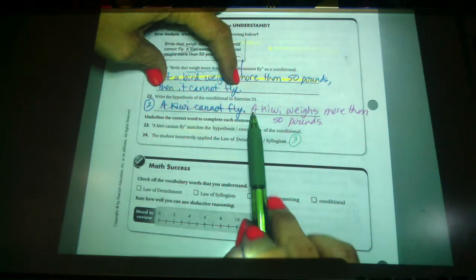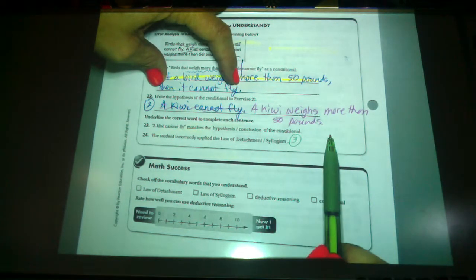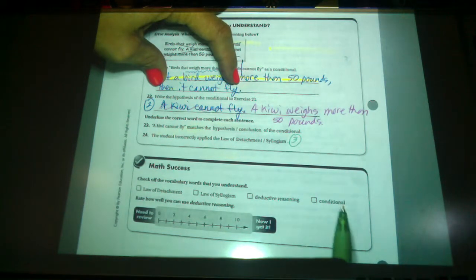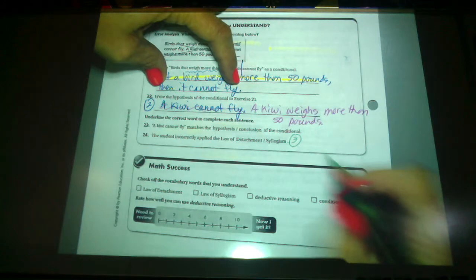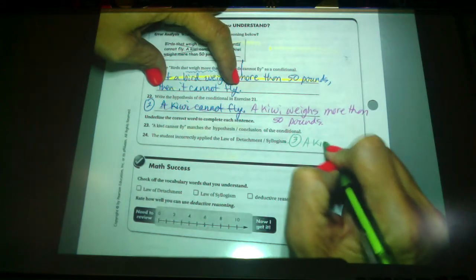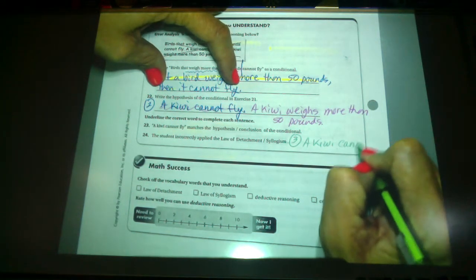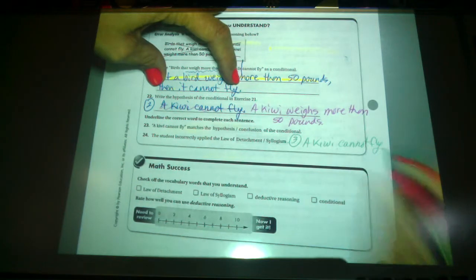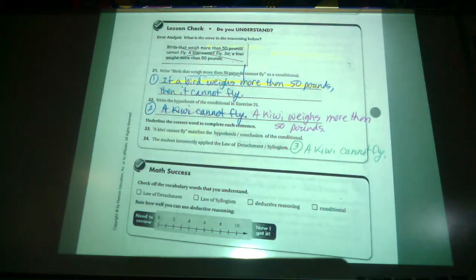No, because we have this already. A kiwi makes more than 50 times. We've already said that. So what are you going to say directly after that? A kiwi cannot fly. So a kiwi cannot fly. So don't try to put the two conditionals together again. Does that make sense? You're writing the conclusion as a separate statement.